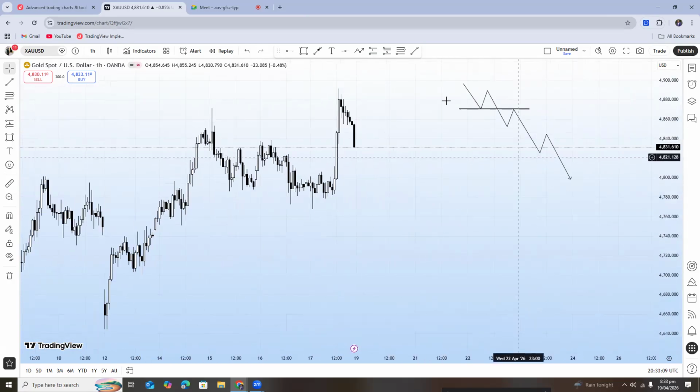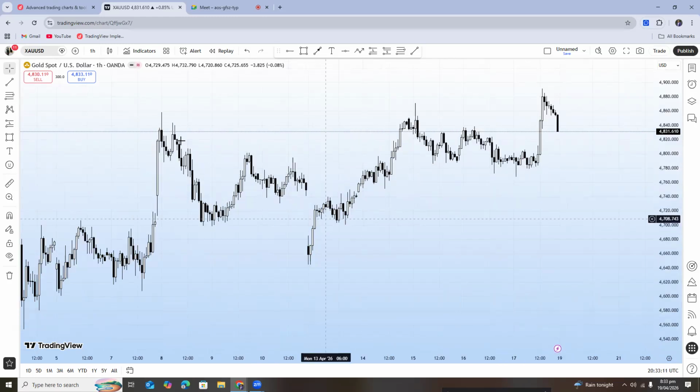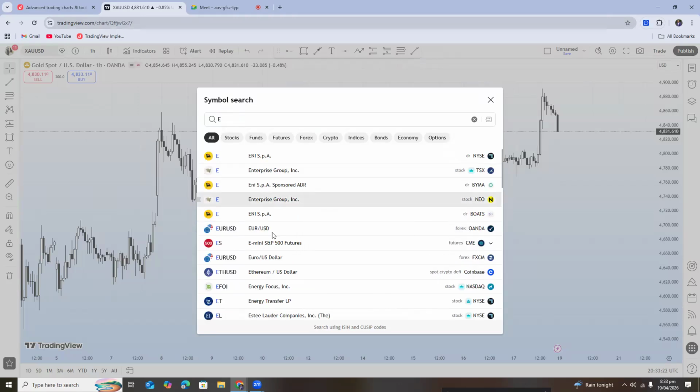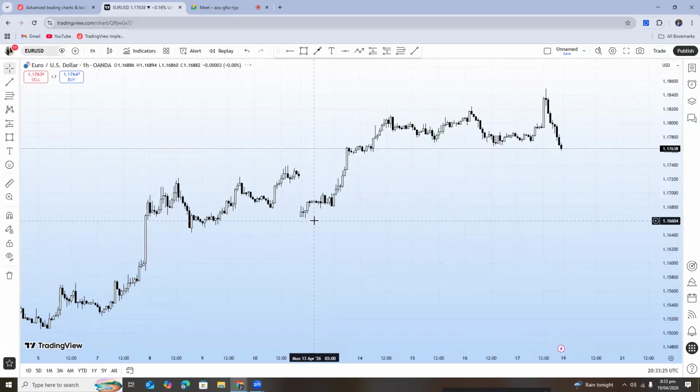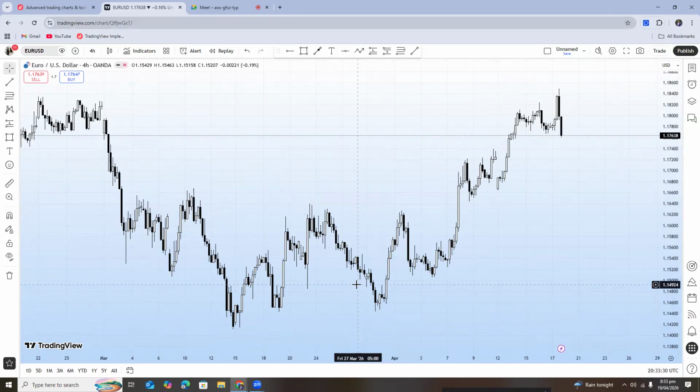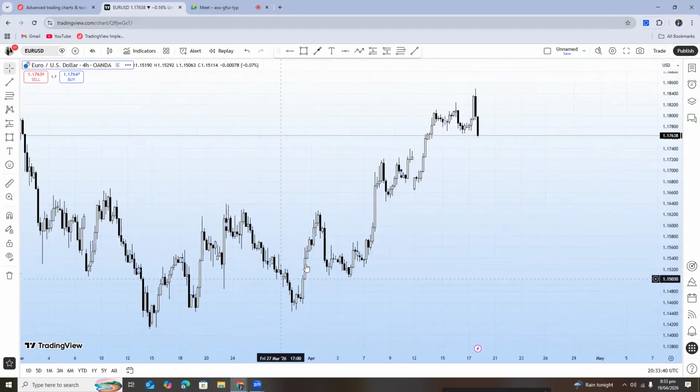So what we have seen here is just theory. Let's go to the actual chart and see how the market actually plays out, how the market actually behaves. And then we know how we are going to take advantage of it. The first thing that we want to do is be able to tell the trend of the market. That is very important.